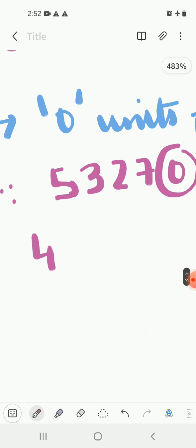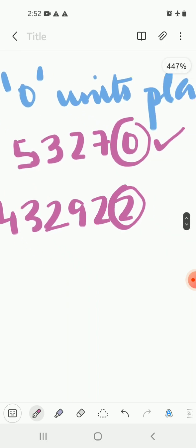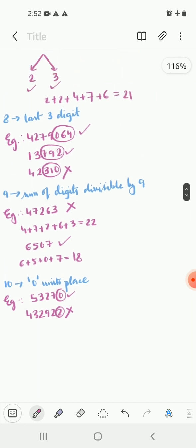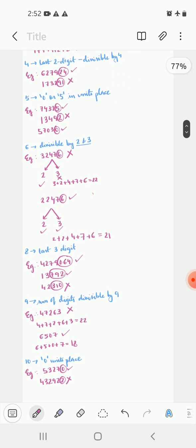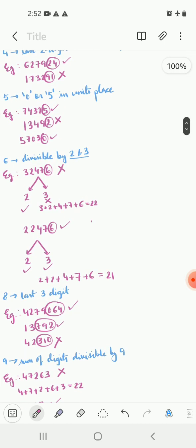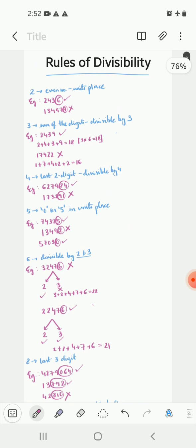We can take another example like 432922. So there is 2 in the units place, so it is not divisible by 10. So these are all the basic rules of divisibility from 1 to 10. For 7, there is a rule, but it is complicated, so it's better to simply divide and find the answer.